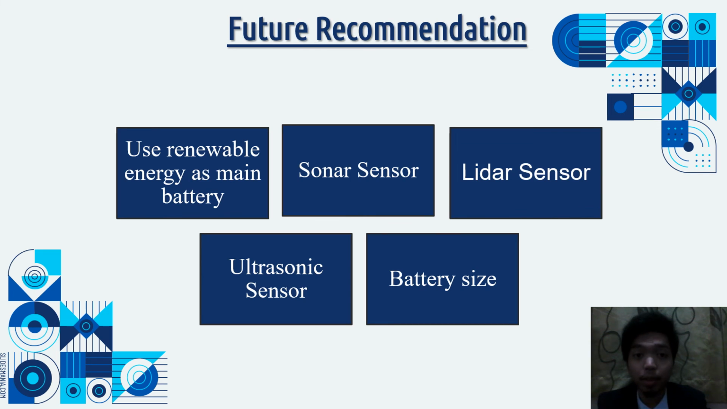As for future recommendations, I would like to recommend using renewable energy as the main battery. We can use either a photovoltaic panel to obtain solar energy, or we can use a turbine to obtain water energy. Second, a sonar sensor can detect nearby objects, so the unmanned surface vehicle will not collide with any object. Third, a radar sensor can act as the radar of the unmanned surface vehicle, so it can detect in a large area. Fourth, an ultrasonic sensor can detect echo and depth of the ocean.